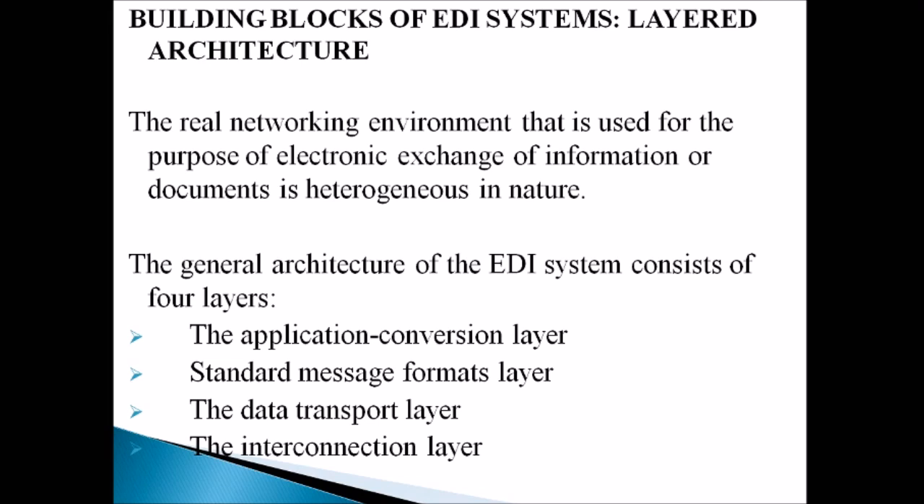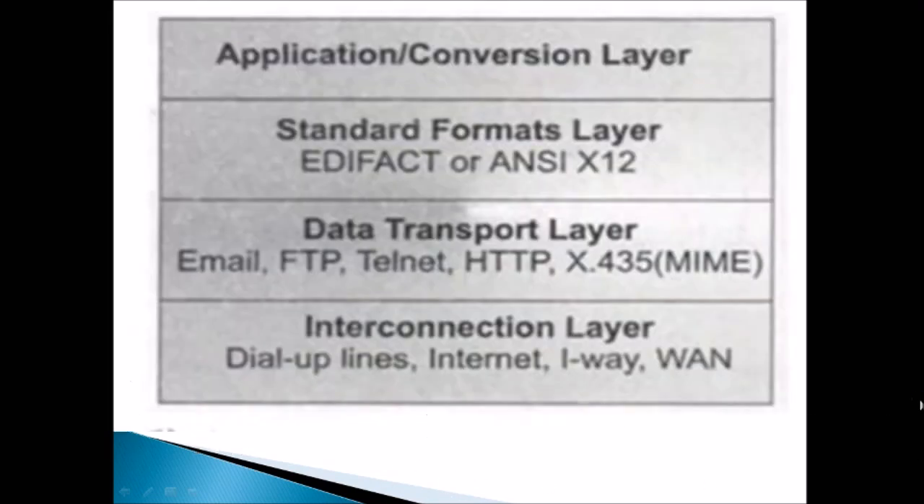For this, the EDA system should have an architecture, isn't it? It should have a specific structure. Here we are going to discuss that architecture. As we said already, it is a layered architecture. There are 4 layers involved in the EDA system. The layers are the application conversion layer, standard message formats layer, the data transport layer, and the interconnection layer. So these 4 are the layers. Let us see how it is constructed in a diagram. So this is the respective diagram, that is the EDA system architecture.